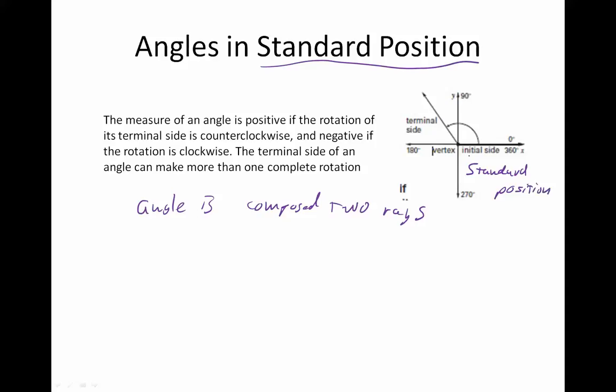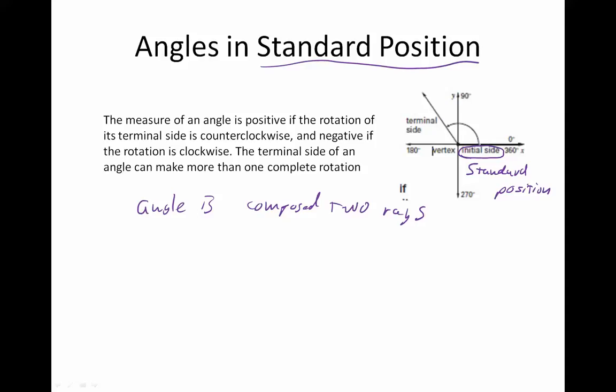So the initial side of an angle in standard position, notice, goes off to the right here. It is pointed out on the x-axis towards 0. We call that the initial side. So for something to be in standard position, the initial side needs to be pointing straight to the right.